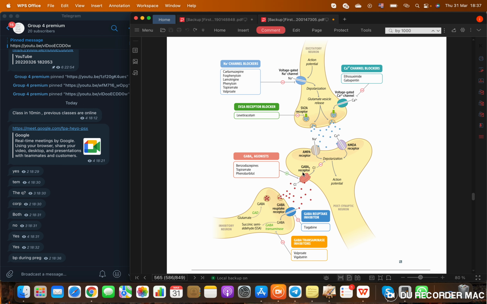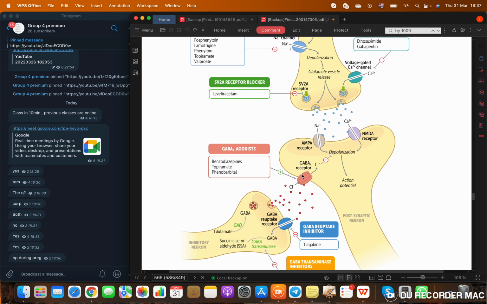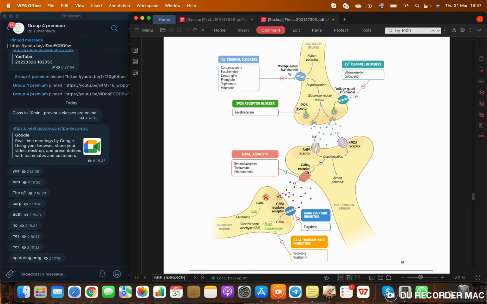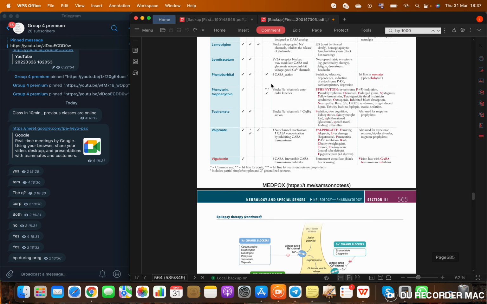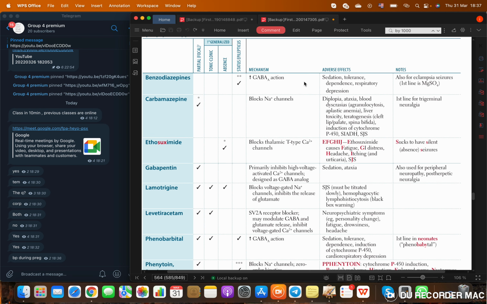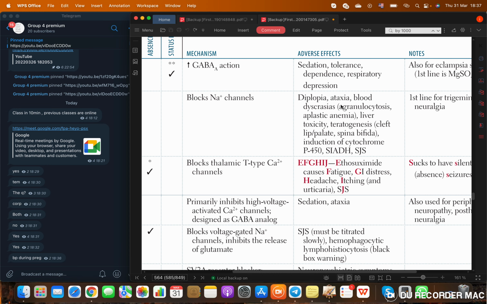So we spoke about the benzo. You can see how it's working at the GABAergic channel, basically. And we spoke about carbamazepine. You can see how it's working at the sodium channel. So just print this and put it in your bathroom. Carbamazepine can lead to diplopia because it leads to ophthalmoplegia and ataxia as well. And the side effects they like the most: it can lead to agranulocytosis and aplastic anemia.